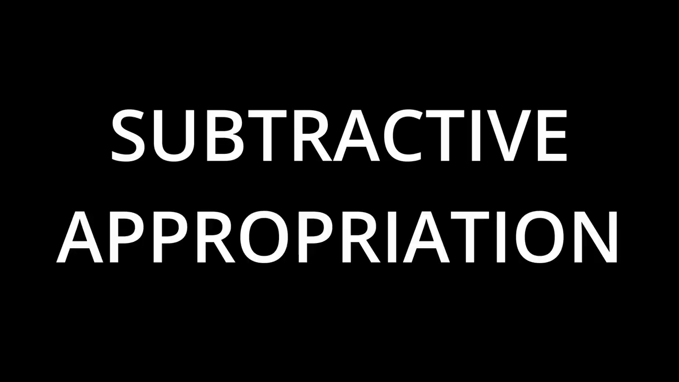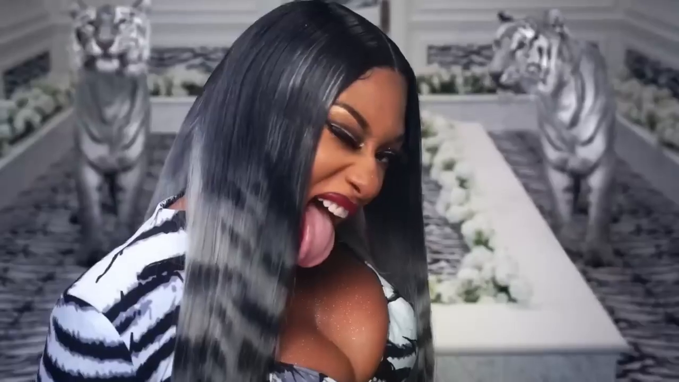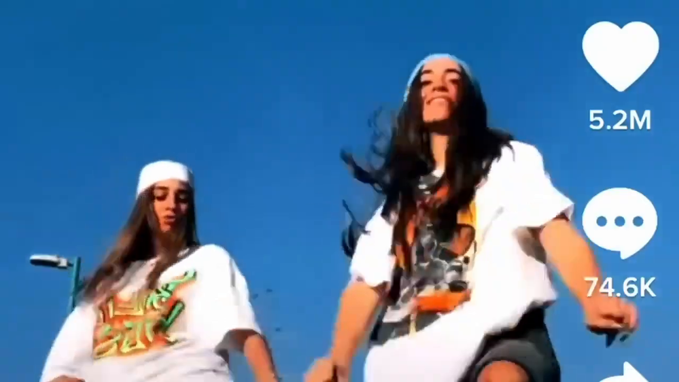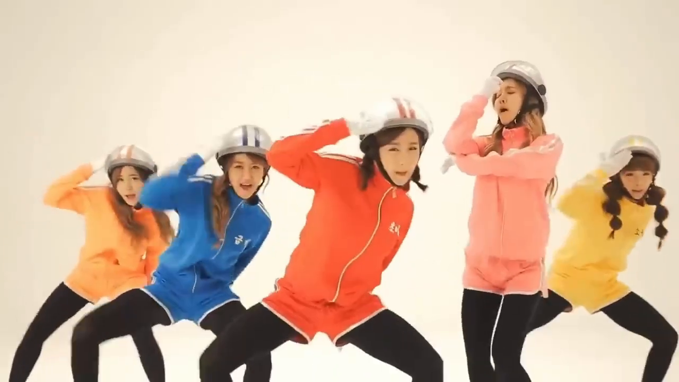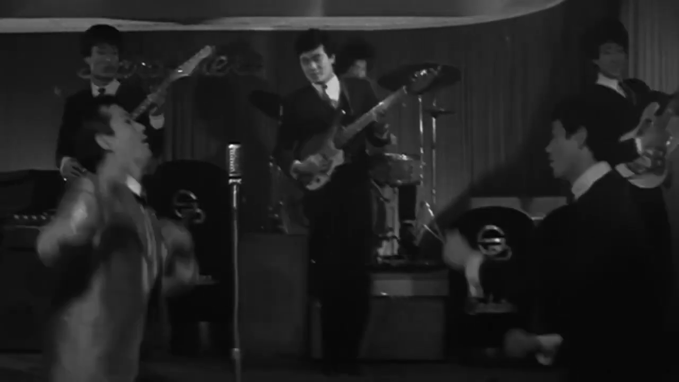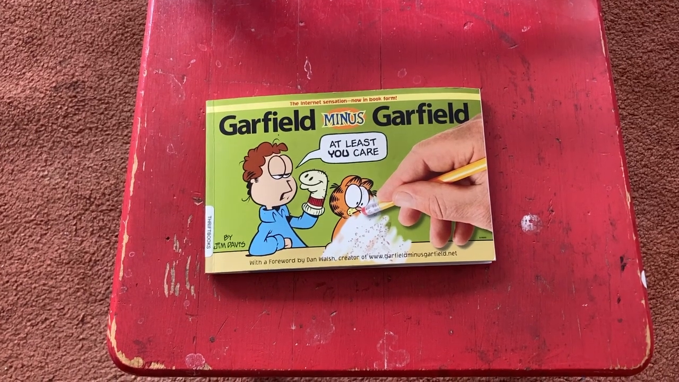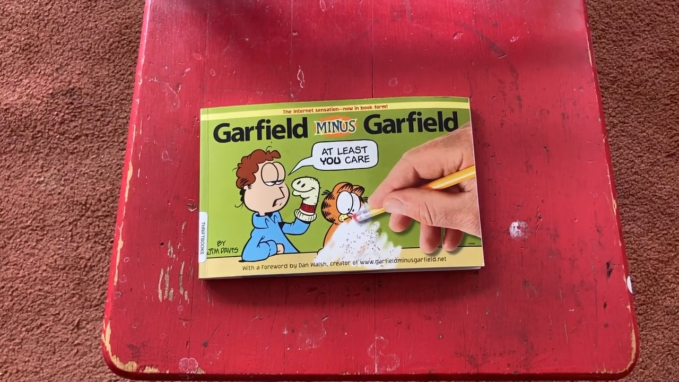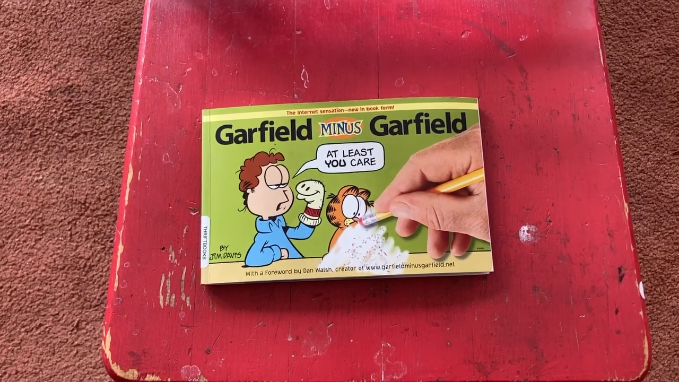So, definitions. Appropriation means to take any piece of art that exists and use it in your own art. In music, it's often called sampling, and it happens all the time in music. Subtractive, of course, means to subtract, or in our case, to remove elements of.